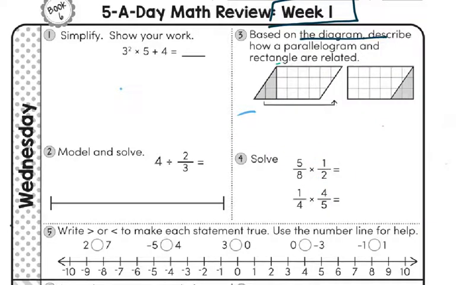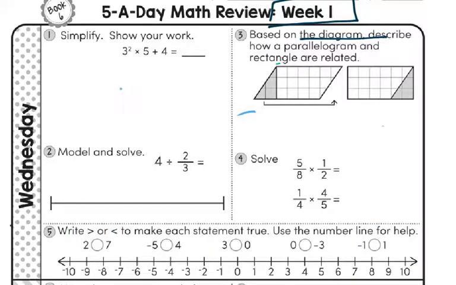And then problem number 5, write either greater than or less than to make each statement true. This number line is here to help you. I would suggest, especially when you're working with the ones that have negative numbers in them, like these, that you go ahead and plot them on that number line to help you see them correctly.